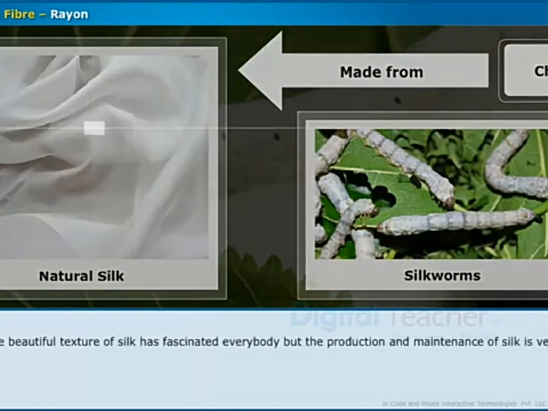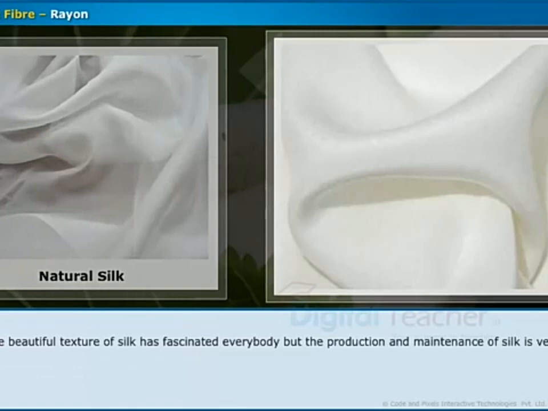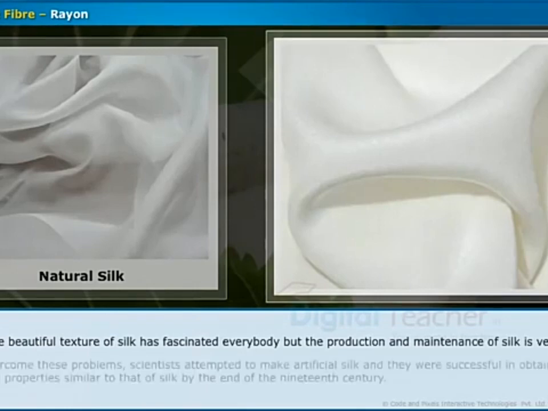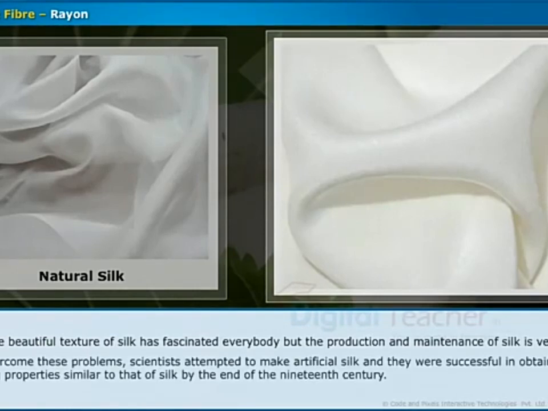The beautiful texture of silk has fascinated everybody, but the production and maintenance of silk is very difficult. To overcome these problems, scientists attempted to make artificial silk, and they were successful in obtaining a fiber having properties similar to that of silk by the end of the 19th century.